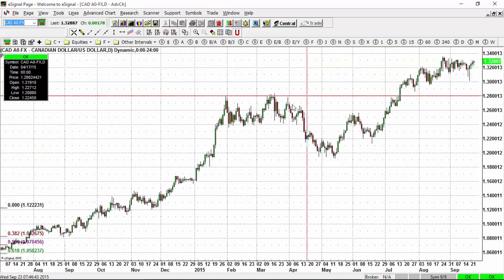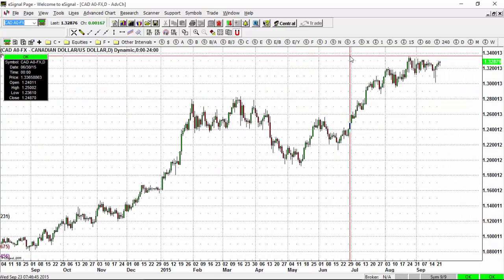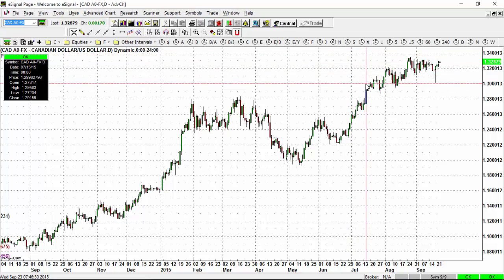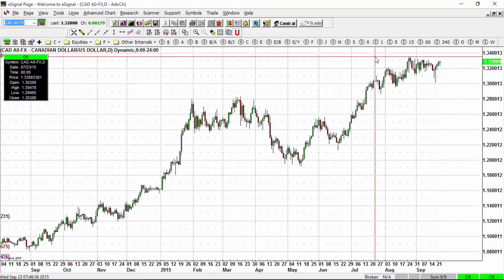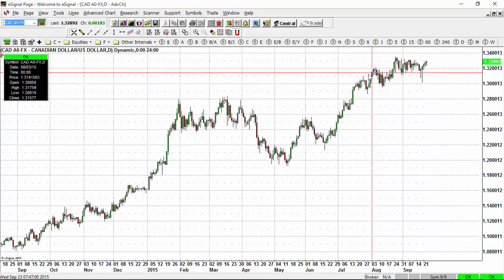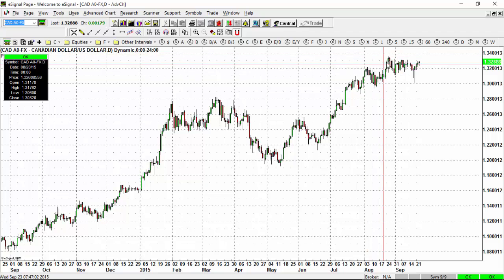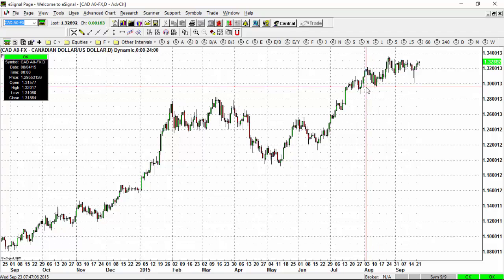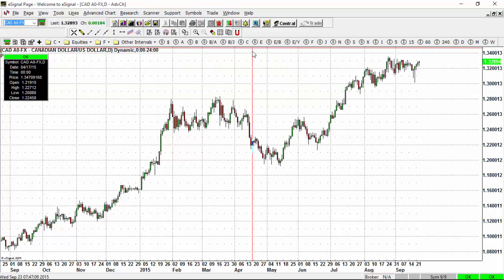Taking a look at the Canadian dollar. The Canadian dollar is in a holding pattern, and has been in this trading range between 130 and 134 for the last month and a half. So it remains in this holding pattern and is not really doing much. Resistance is at 133.80. Support comes in at 130 and also 129.